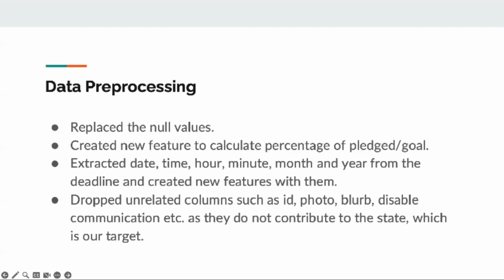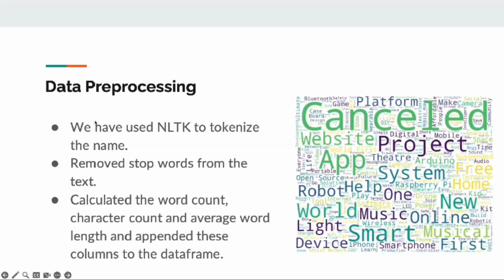In the data preprocessing stage, we replaced null values and created a new feature to calculate the percentage of pledged over goal. Then we extracted date, time, hour, minute, month, and year from the deadline and created new features with them. We also dropped unrelated columns such as ID, photo, blurb, and so on, as that information is not useful for us and they do not contribute to the state feature, which is our target.